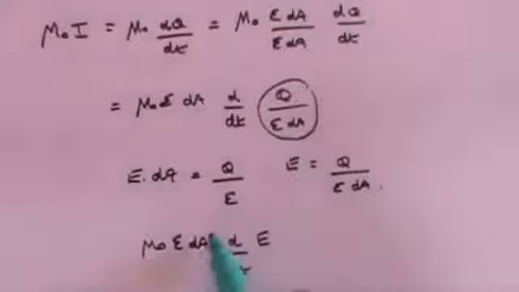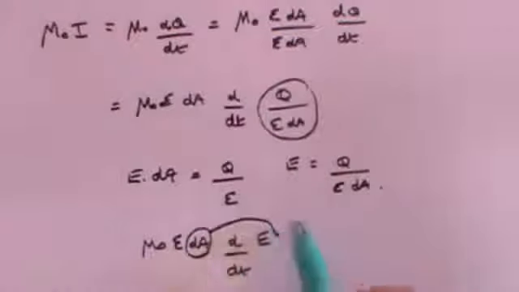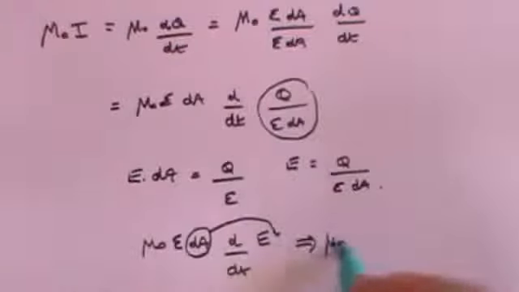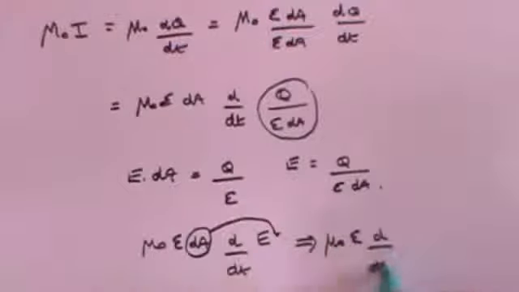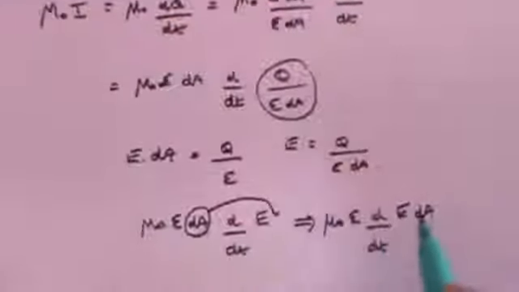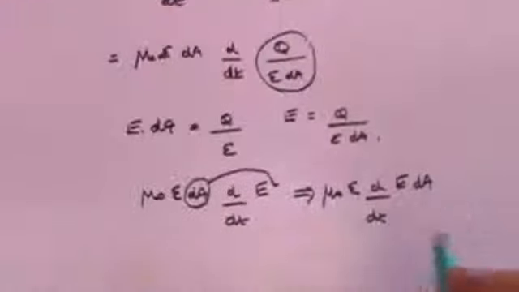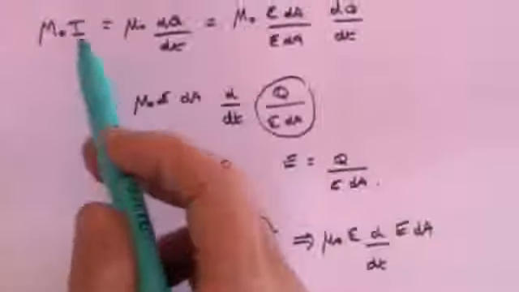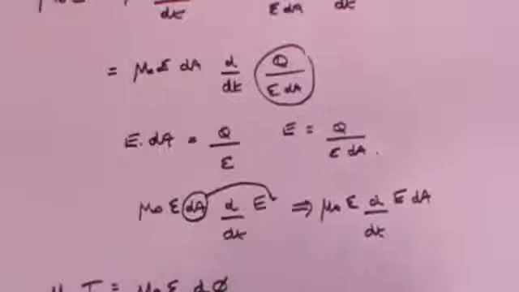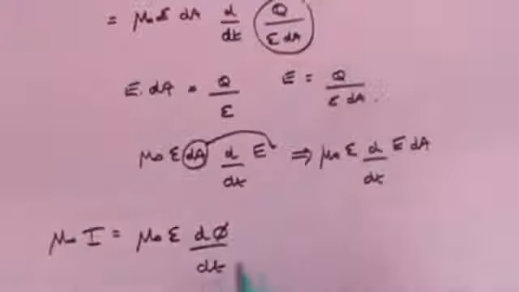But I can go further. I can take this dA term and bring it here. So we now have mu0 epsilon d by dt of E dA. And what is E dot dA, or EdA? That, of course, is flux. And so we now get that this term, mu0 I, is equal to this term here, which is mu0 epsilon d phi by dt. Rate of change of flux.